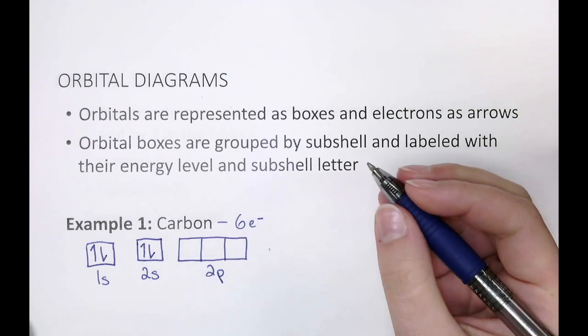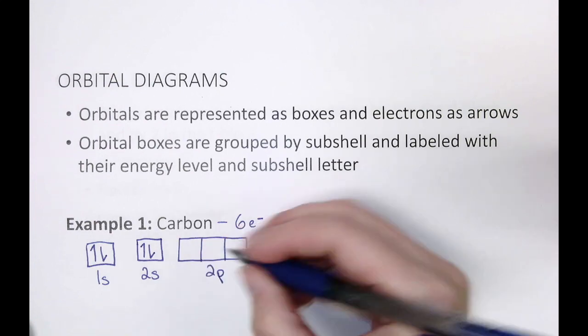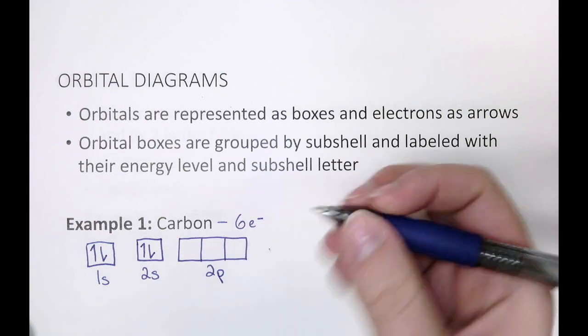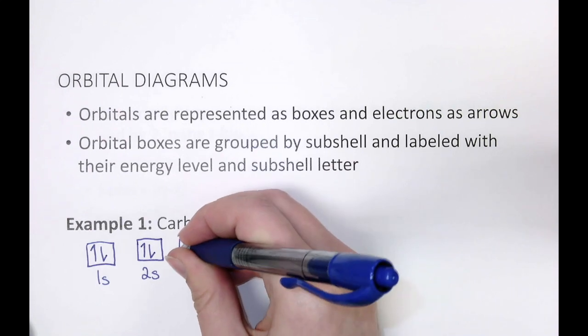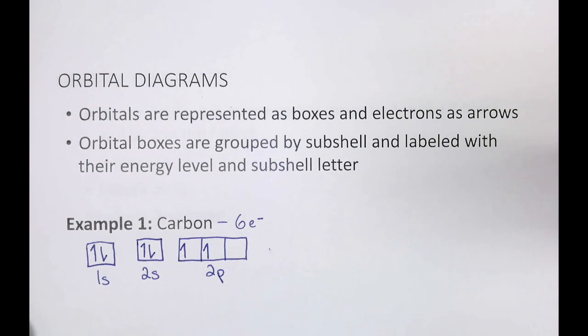Now remember, Hund's rule says that our electrons are going to spread out before they pair up. So I'm going to put 1 in this orbital, and I'm going to put the second in a separate orbital so that they're spread out. Now I have all 6 of my electrons represented. So this is the orbital diagram for carbon.